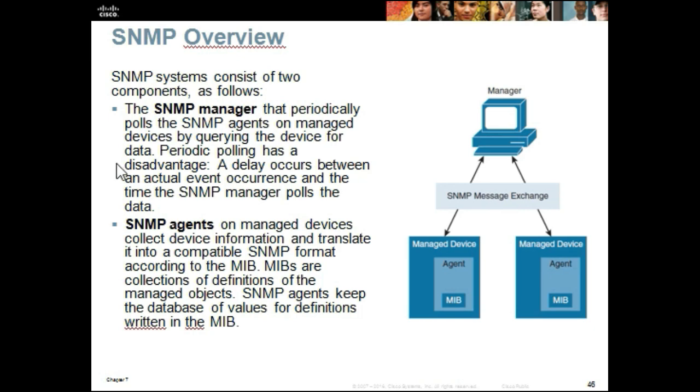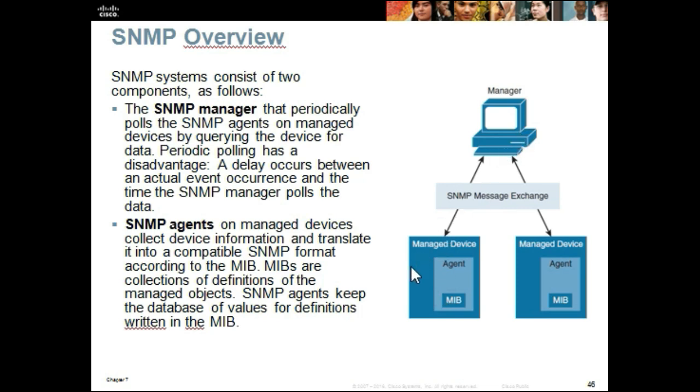Okay. However, on normal conditions, we can poll if nothing happens. However, periodic polling has a disadvantage. A delay occurs between an actual event occurrence and the time the SNMP manager pulls the data. It means, if we say we send a poll every 5 seconds, maybe at the fifth second it polls that this machine is doing okay, but before it reaches the fifth second, at the second second, something happens to this device. For example, there is a link down on a router.